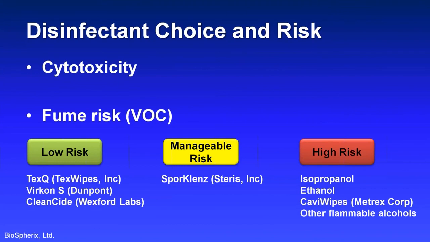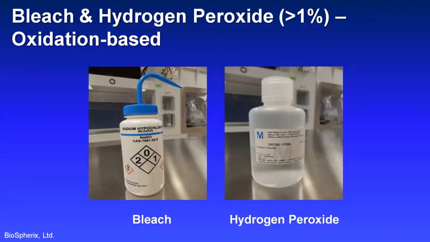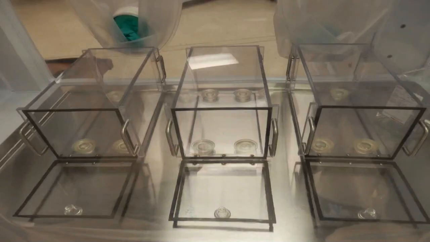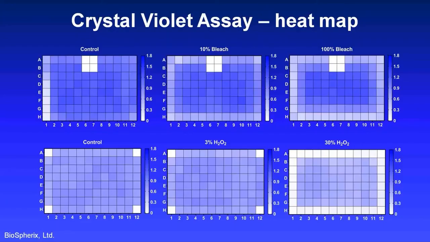Besides the disinfectants we listed here, we recently tested some oxidation-based disinfectants, such as bleach and hydrogen peroxide, whose concentration is greater than 1%. We used a similar approach to test cytotoxicities. We tested two concentrations of each chemical. Crystal violet data showed both bleach and H2O2 have fume-induced cytotoxicities to the cells. A6, A7, B6, B7 in the top panel, and the four corner wells in the bottom panel are cell-free control wells. Bleach also showed corrosion damage in some instruments. We didn't show the data here.